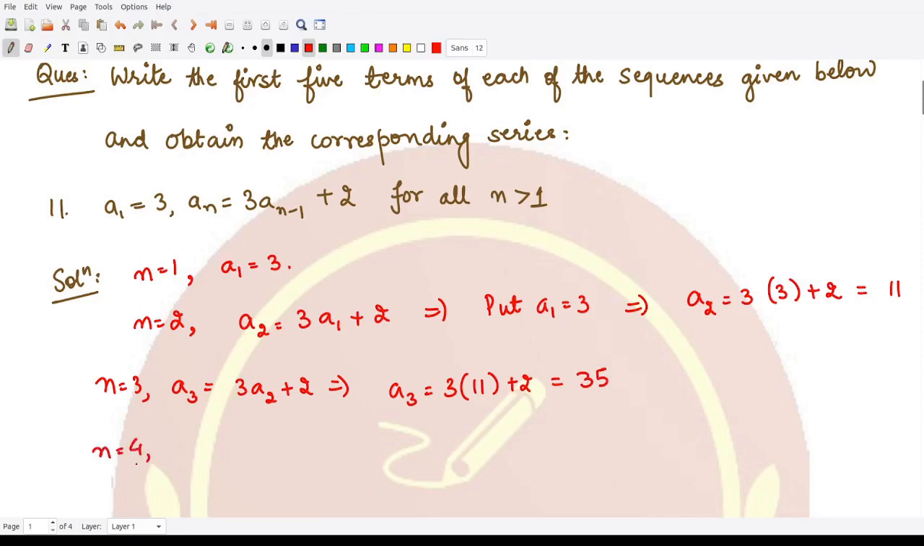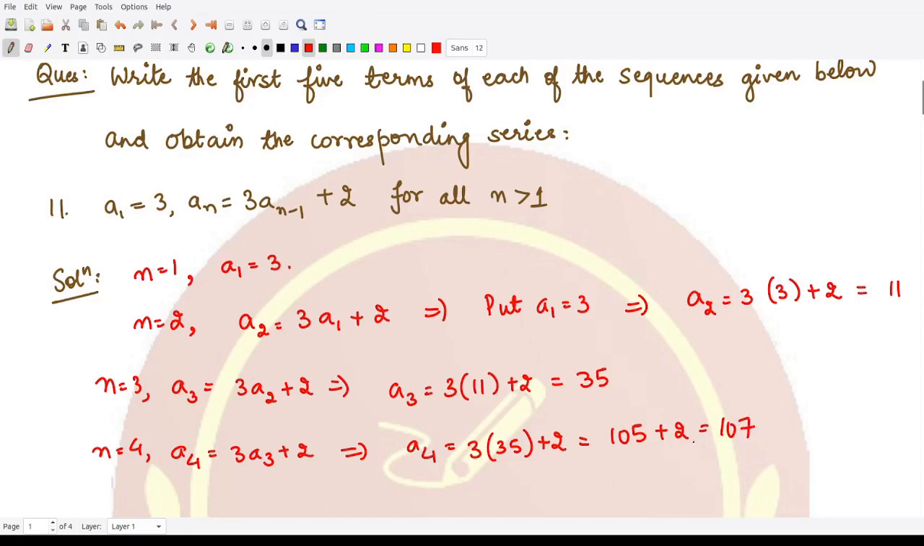Next we need to find out the value of a4. For a4 we need to substitute n equal to 4, so that a4 would become 3 times a3 plus 2, right? We are substituting the value here. So when you substitute n equal to 4, this would become 4 minus 1, which is 3, right? So this is how I am doing it. You already know the value of a3, it is 35, right? So using it here, 3 into 35 plus 2. So how much is that? It is 105 plus 2, which is 107, right? This is the fourth term with us.